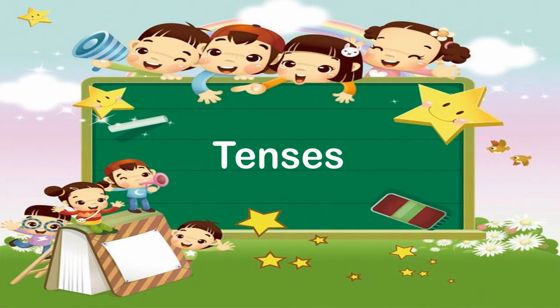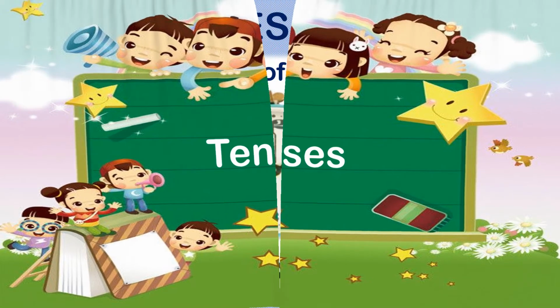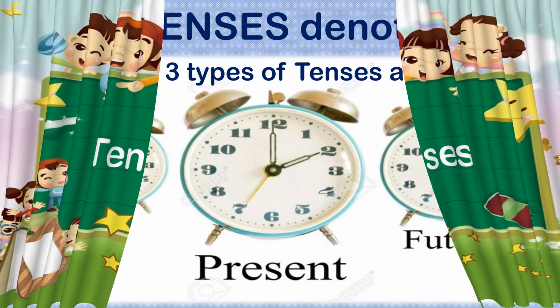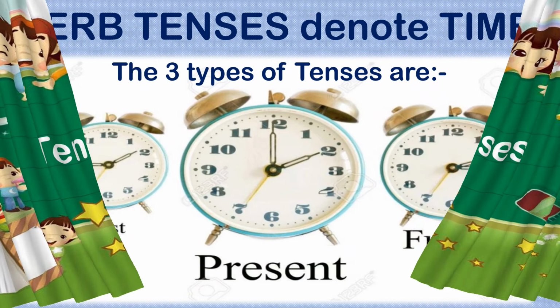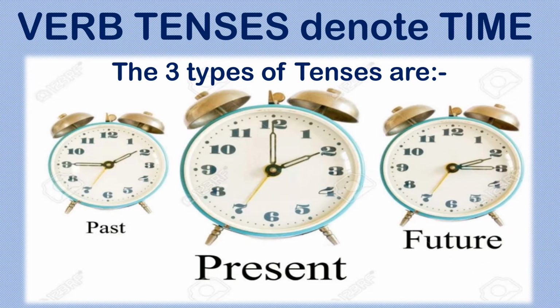Hi students, let us learn the most integral part of grammar, that is tenses. Verb tenses denote time and they are divided into three types, that is the present, past or the future tense.